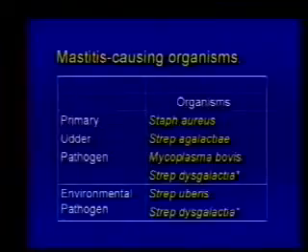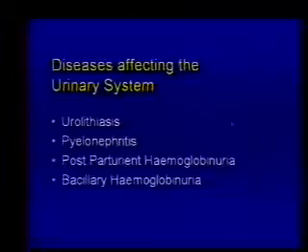Mastitis causing agents. We divide them into 2 groups. Primary udder pathogens or contagious organisms, that's Staph aureus, Strep agalactiae, Mycoplasma bovis, and Streptococcus galactiae. And then with the environmental pathogens, we have Strep uberis and also Strep galactiae. Remember that Strep agalactiae is a CAMP positive bacteria.